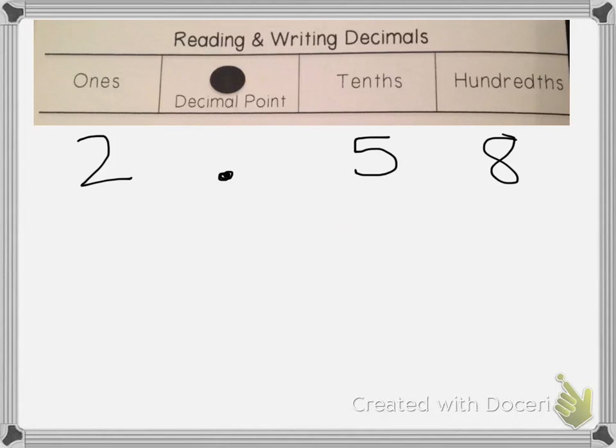Okay, so here we have a number with a decimal point that's not describing money. There's no dollar sign in this number. So the first thing that we need to do is read the whole number. So that's everything to the left of the decimal point. So we would read that 2. Then every time you get to the decimal point, you say the word and when you're writing the number in word form, you write the word and. So we have 2 and.